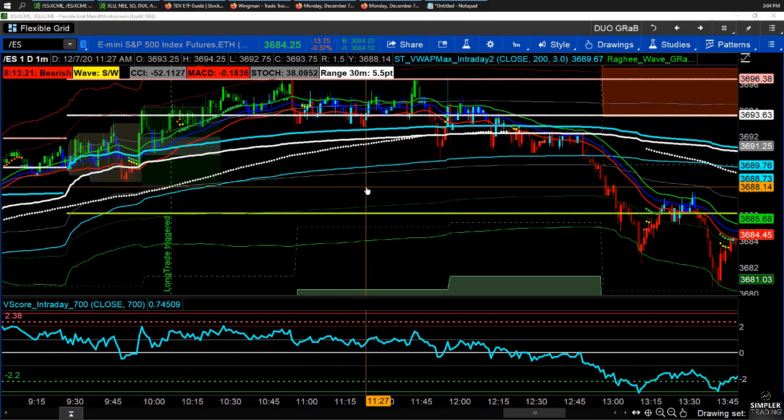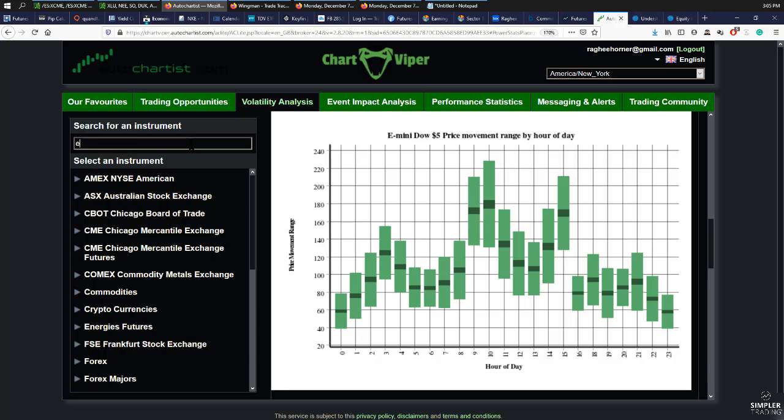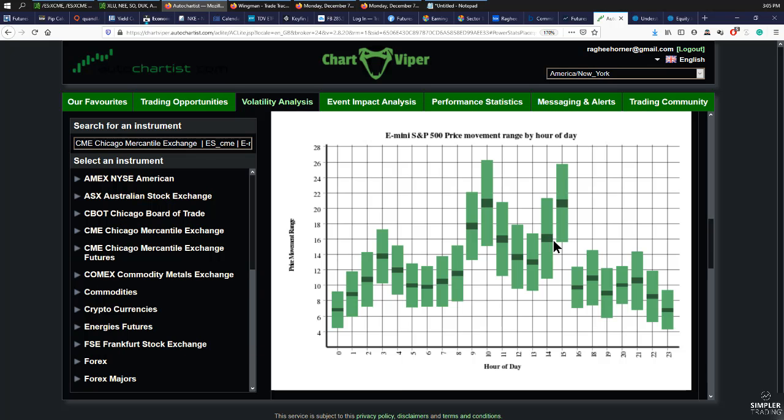And so that takes us back to data that I use from AutoChartist. If we pull up the typical price movement range for this specific hour of the day, that's 9 to 10 a.m. Eastern, which of course includes our 9:30 to 10 clearing. You'll notice on that chart, I think we had 5.5 points for the opening range, where minimally I should be somewhere around 13 points. That's the low end of this range right here.